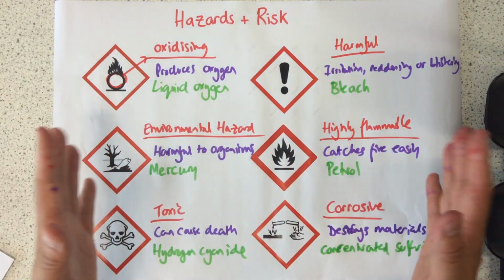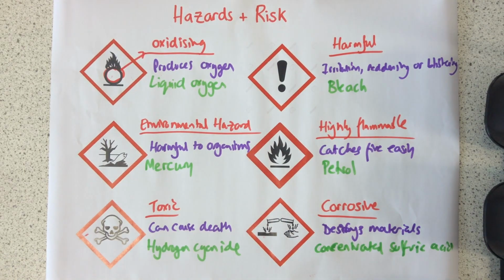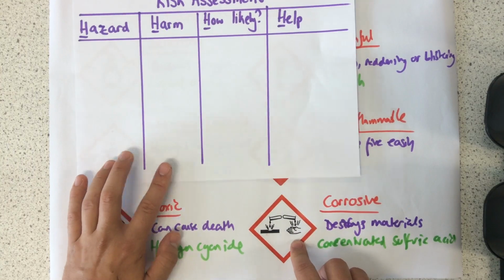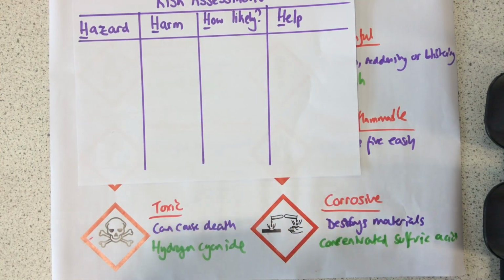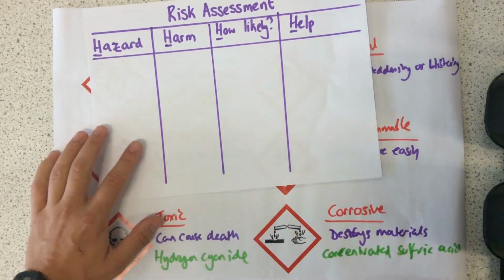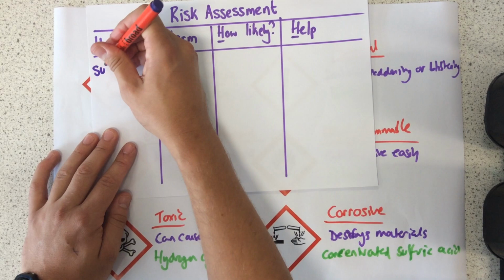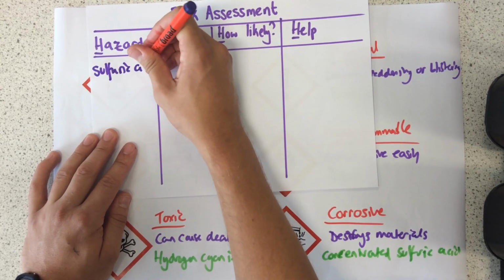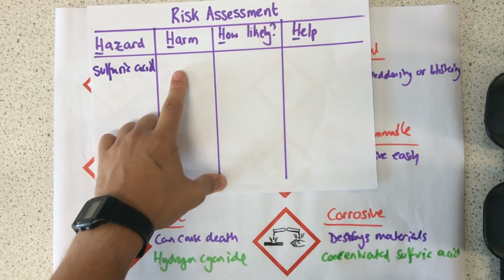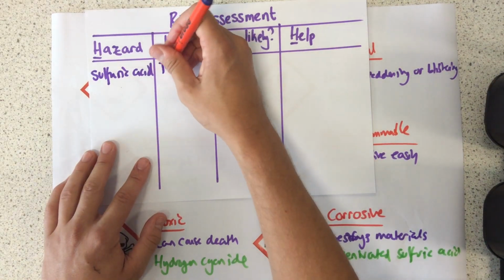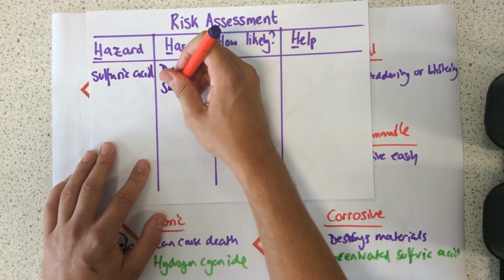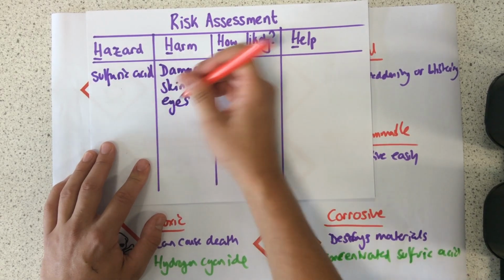Now, before we use any of these substances in science, we need to do something called a risk assessment. In a risk assessment, we look at a particular substance to try and think about how we can make sure we're not going to get hurt when we use it. So, for example, let's imagine I was using this substance here. So my hazard is sulfuric acid. That's the thing which could harm me. What harm can it cause? So what it could do to me is it could damage my skin and my eyes if I'm not careful.